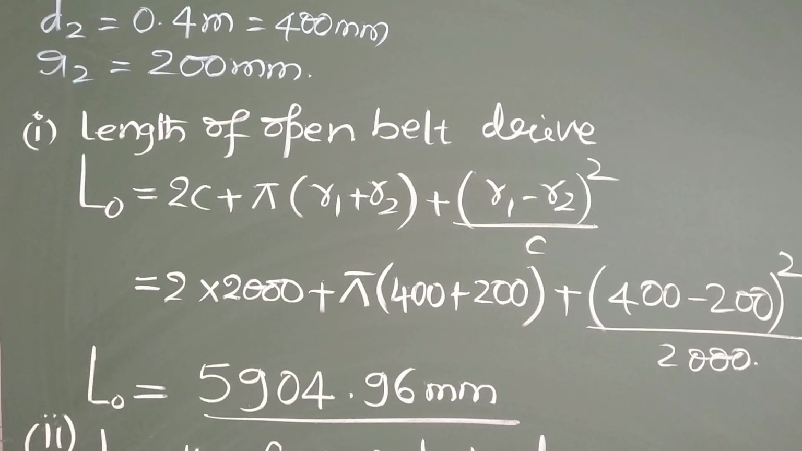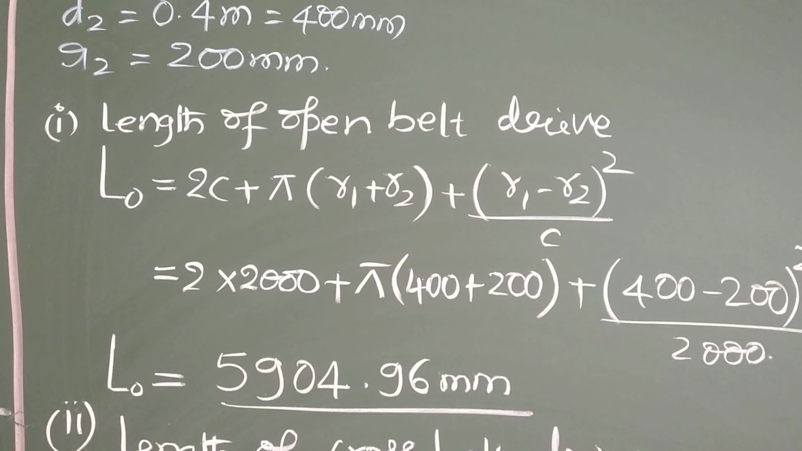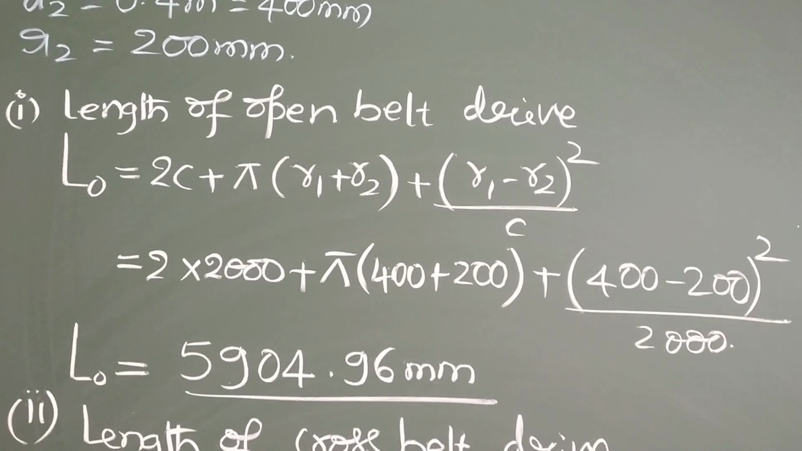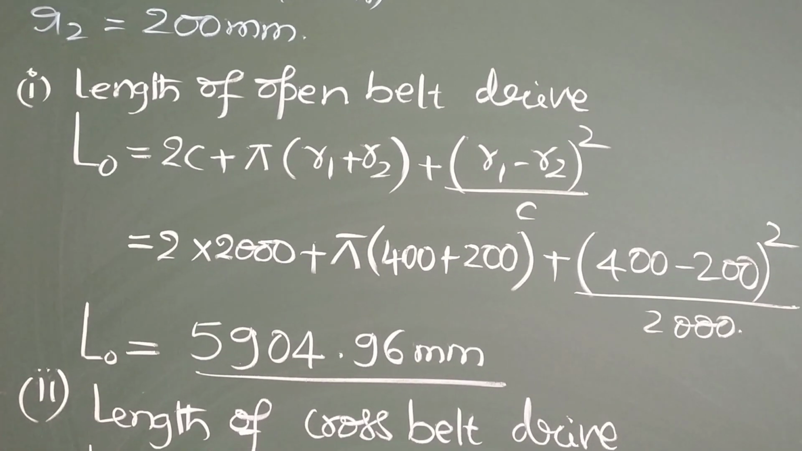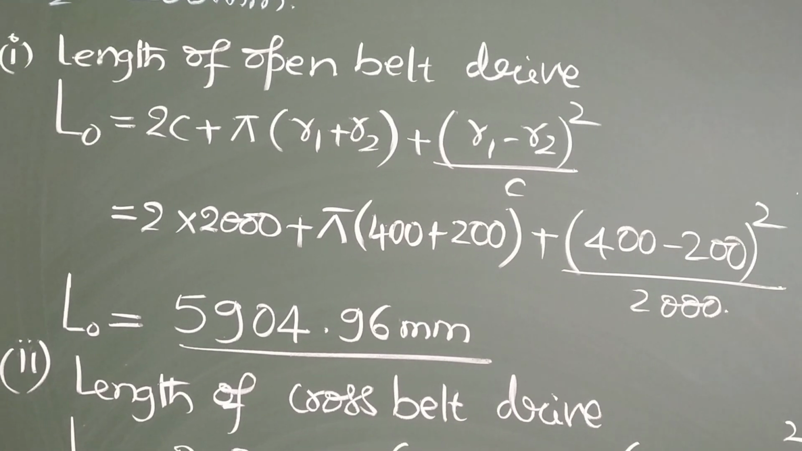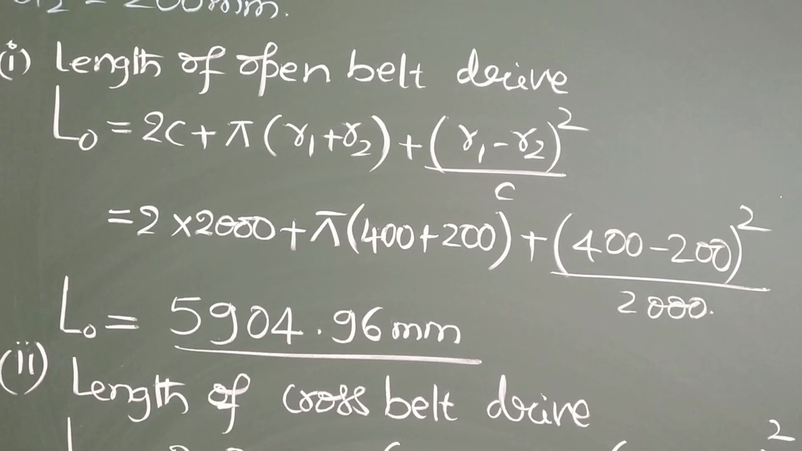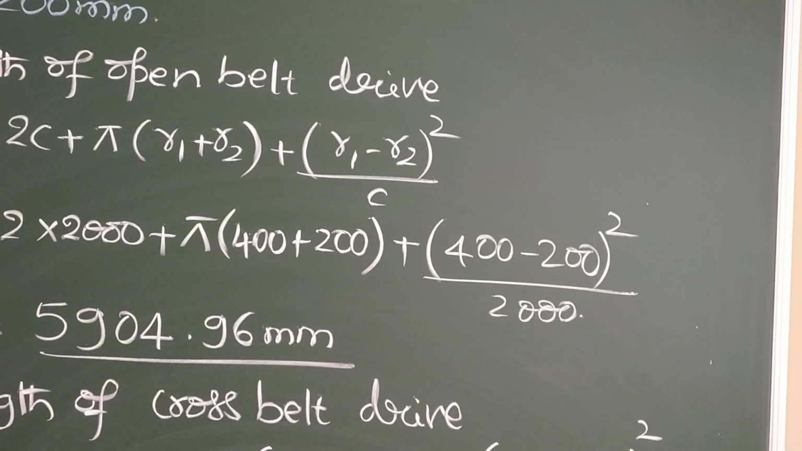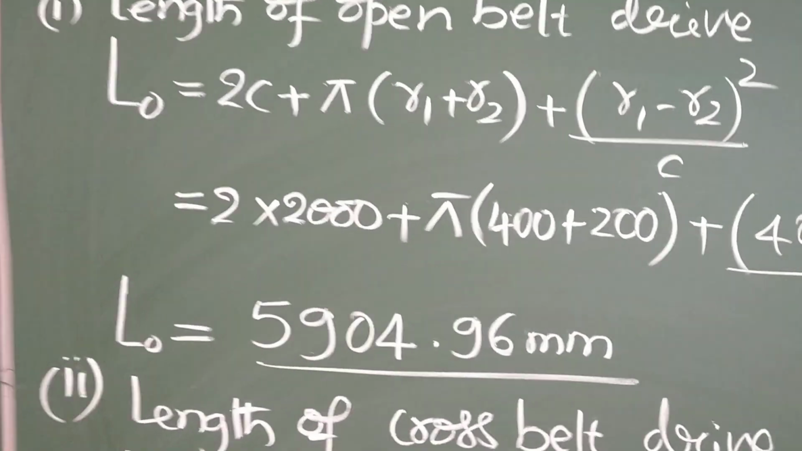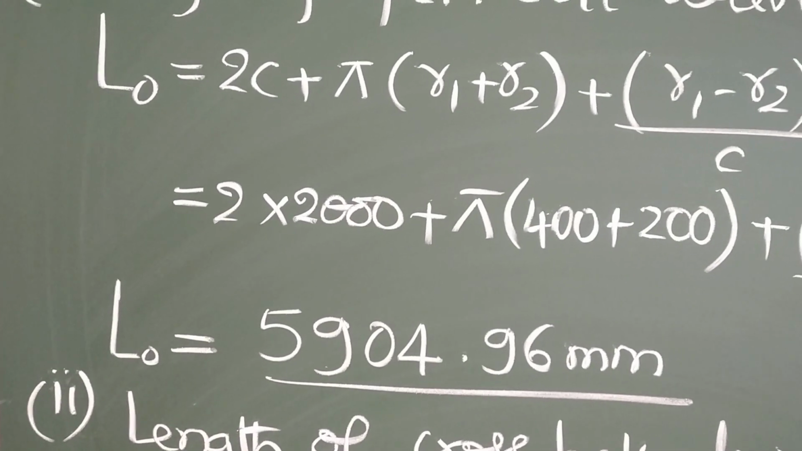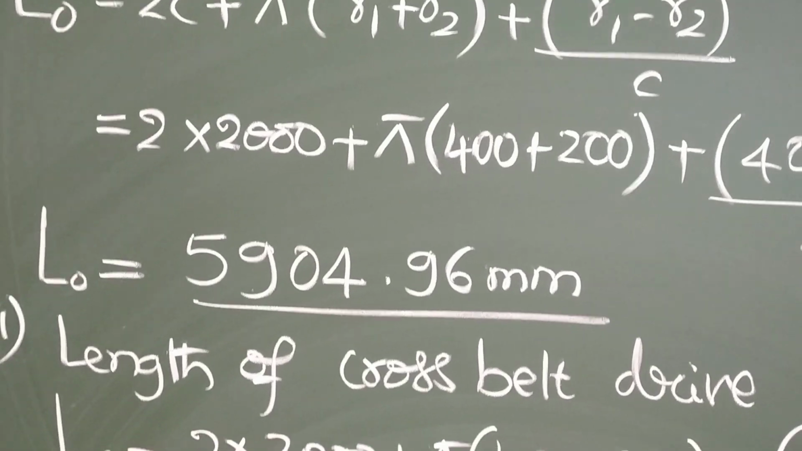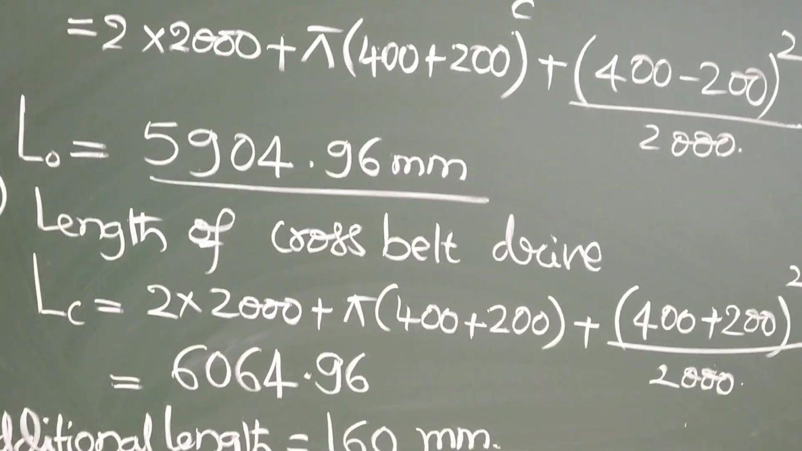LO equals 2C plus pi into R1 plus R2 plus R1 minus R2 whole square by C. That's equal to 2 into C substituted as 2000 plus pi into 400 plus 200 plus 400 minus 200 whole square by 2000, and you get the length of open belt as 5904.96 mm. Now let's see the length of the cross belt drive.